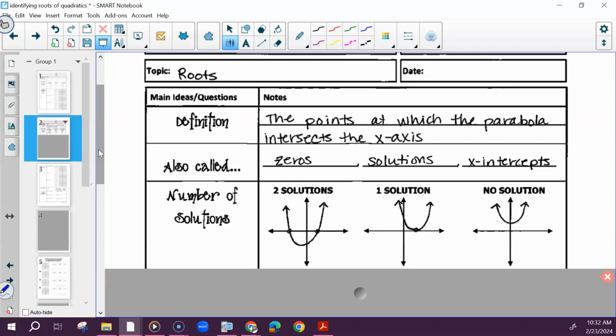And then draw these rough sketches. They don't have to be perfect. Two solutions is when the parabola, the quadratic, crosses the x-axis twice. One solution is if it touches the x-axis just once, and that could face up or down for both of those. No solution is if it doesn't cross the x-axis at all, and again, that could face up or down.